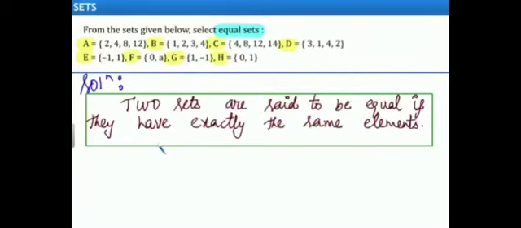Now last question, sixth one, exercise 1.26. From the sets given below, select equal sets: A, B, C, D, E, F, G and H. You have to check which one is equal, right? So two sets are said to be equal if they have exactly the same elements. You have to check which ones have exactly the same elements.